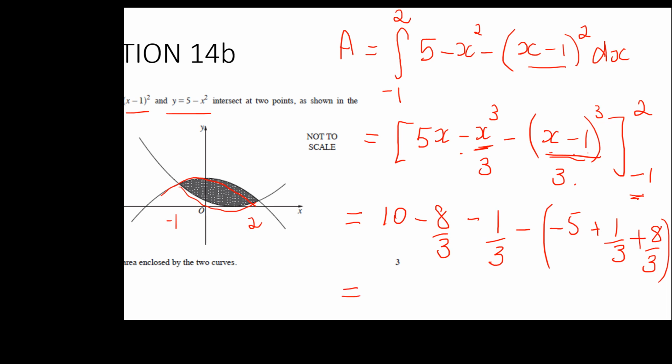10, take away 8/3, take away 1/3, take away brackets, negative 5 plus 1/3 plus 8/3, close brackets, is 9. And it is an area, so 9 units squared.